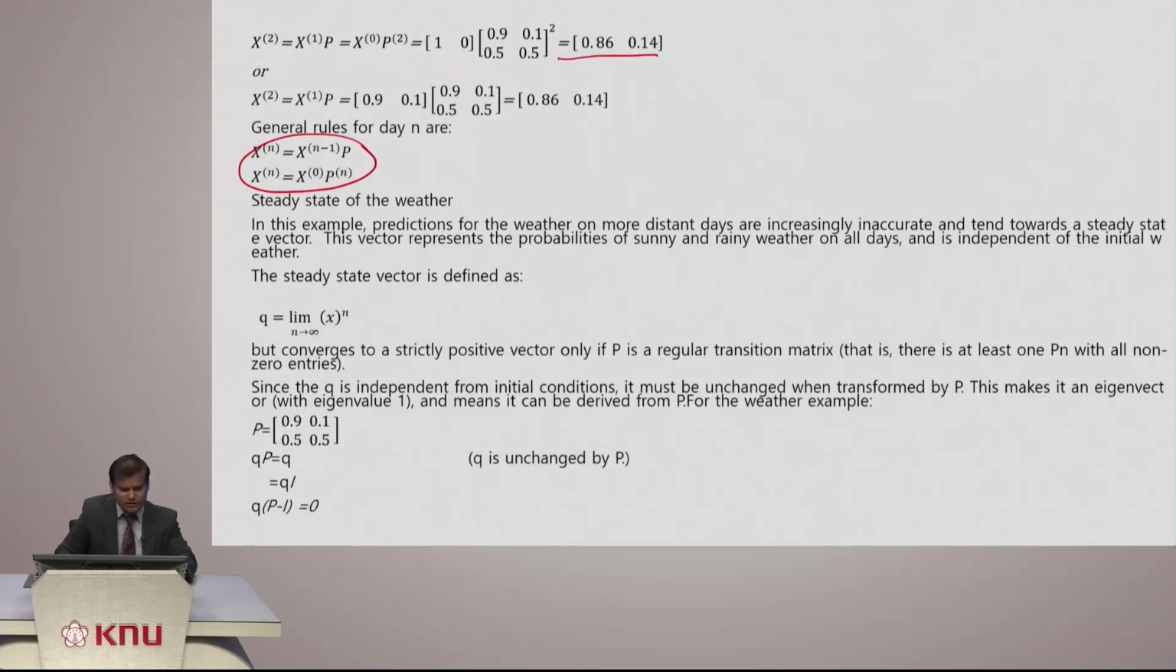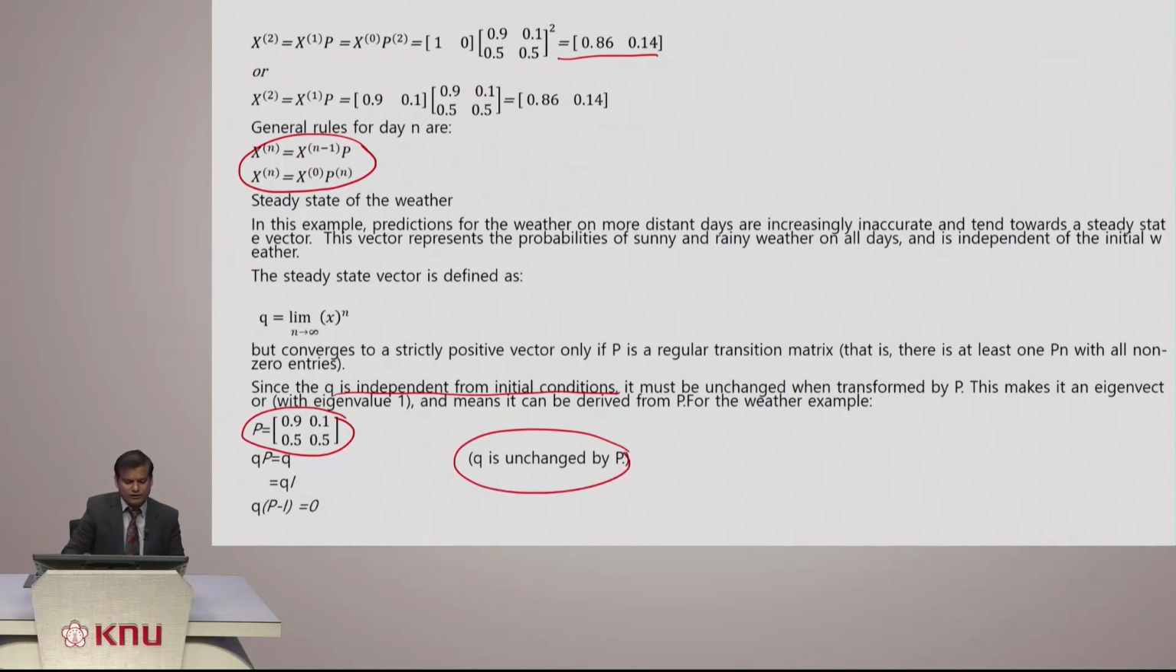So this part is a simple explanation of how the regular transition matrix is happening with respect to the P naught and Pn entries. So initially we had the P values, probability values given, and Q is independent from initial conditions, and it must be unchanged when transformed by P. So we can also use the eigenvalues and eigenvectors to determine how this change in weather happens. So we have to understand that Q is unchanged by the P value.